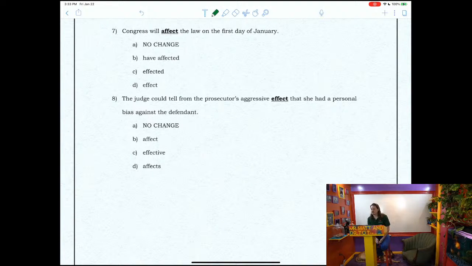Question 7. Congress will affect the law on the first day of January. And question number 8, the judge could tell from the prosecutor's aggressive effect that she had a personal bias against the defendant. So I'll give you 3 minutes. After 1 minute, I'll start to give you some hints.